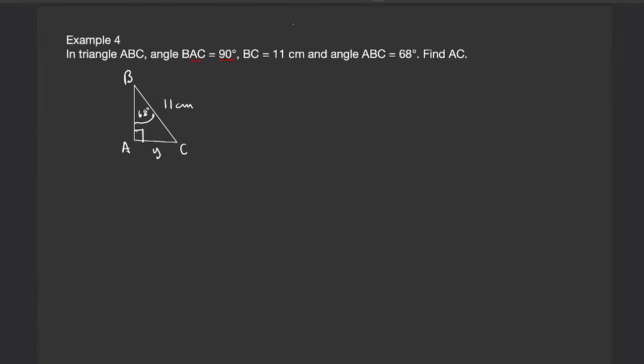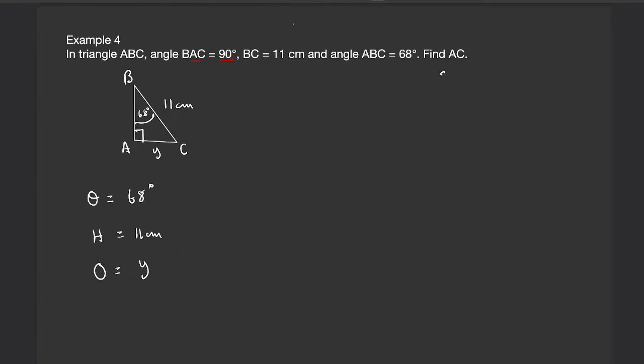So what do we know? We know our angle is 68 degrees. We know our hypotenuse because we identified that. That's the side opposite the right angle, and that is equal to 11 cm. What do I notice? We want to find AC. AC is actually opposite the angle. So we know our opposite, and that is equal to y, what we want to find.